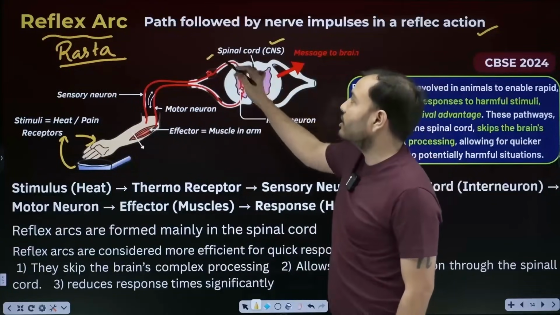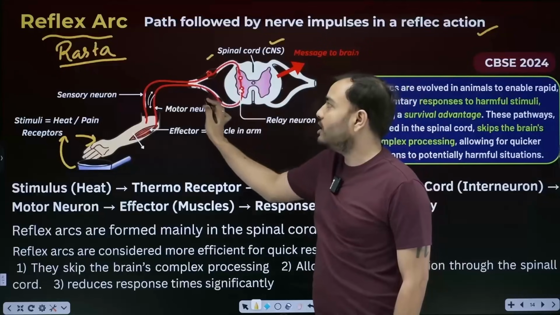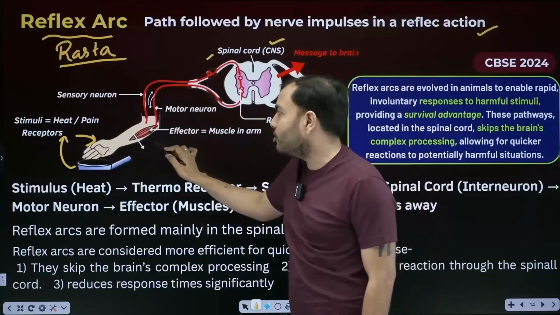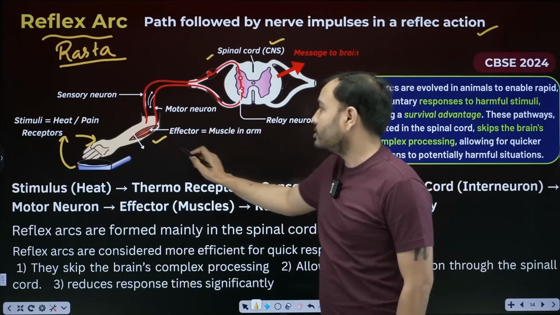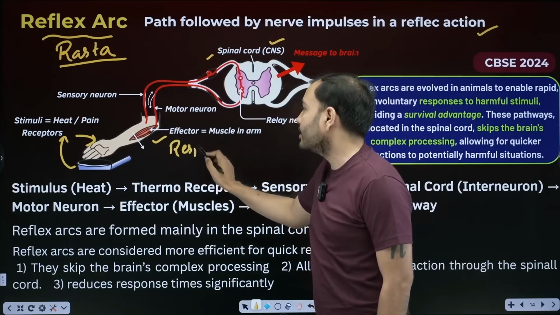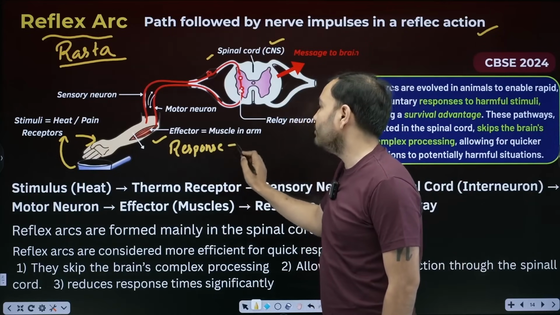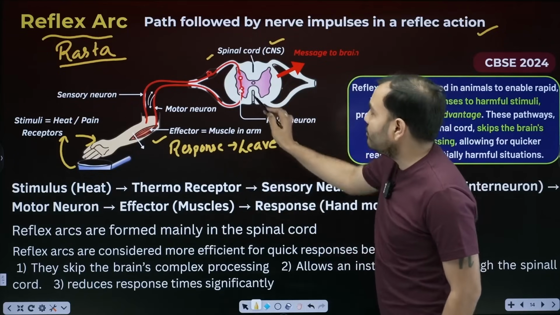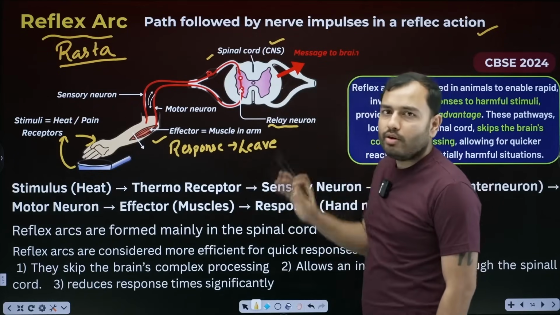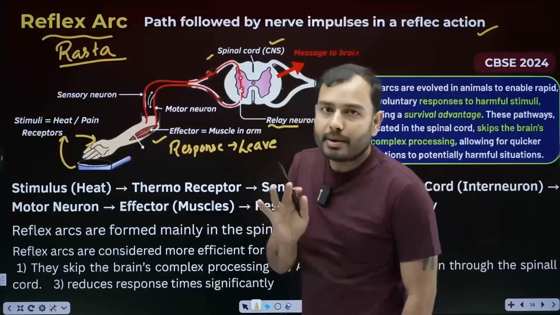To whom did it give it? The spinal cord. The spinal cord took action and sent to whom? The motor neuron travels. Where did it reach? Effector muscles. This is the effector this time. What did it do? It gave a response. And what is the response? To drop the cup. Leave it. That becomes your response. And look here inside, when you look at the central nervous system, the relay neuron will also be involved inside. The brain will not be involved.